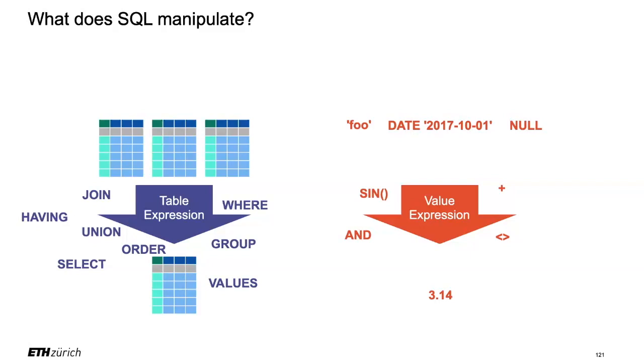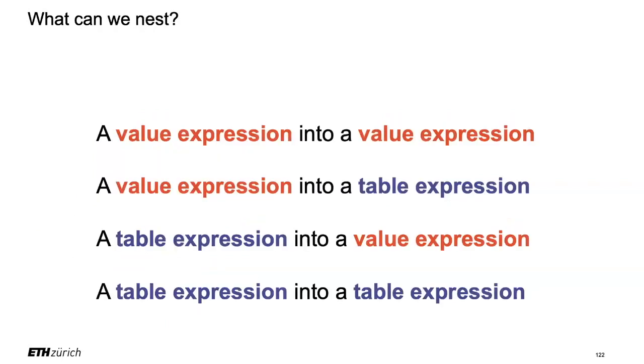Inside the where clause, for example, in the predicate. This is something that works with single values, right? That's an example. So this is why we need to be careful distinguishing between the two. If you do it, you can just come up with all combinations. You can have a value expression that works on scalars nested in a value expression. You can have a value expression nested in a table expression. You can have a table expression nested in a value expression, and a table expression nested in a table expression.